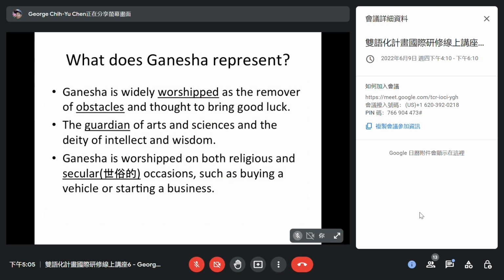Guardian means supporter. 它也是艺术跟科学的守护者 and the deity of intellect and wisdom. 智慧跟聪明的神。So Ganesha is worshipped on both religious and secular occasions. 所以宗教的跟世俗的情况下，它都会被来祭拜，such as buying a vehicle 买车的时候，or starting a business 你要开业的时候。So when you are in Nepal, you see this puppet, you will see many of them wear a Ganesha mask.